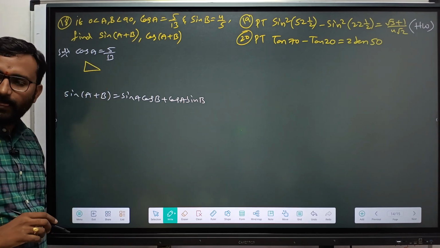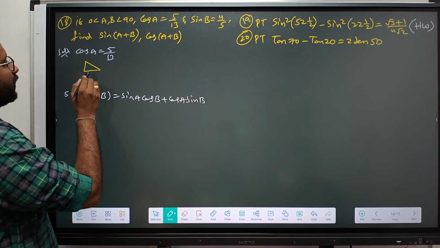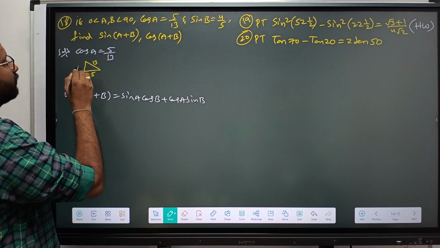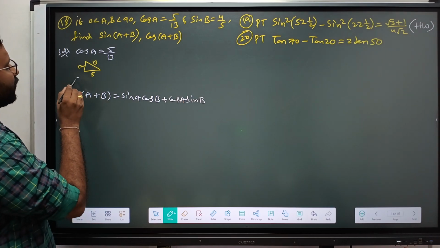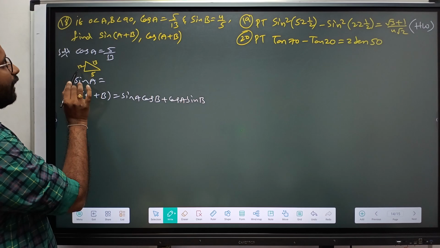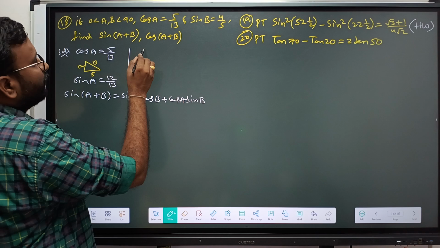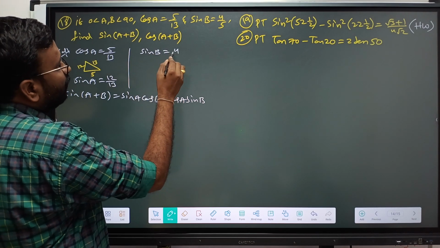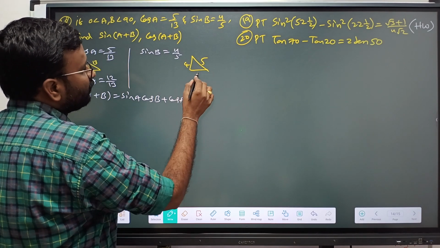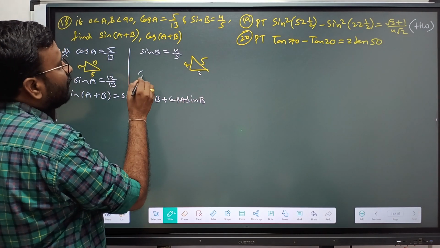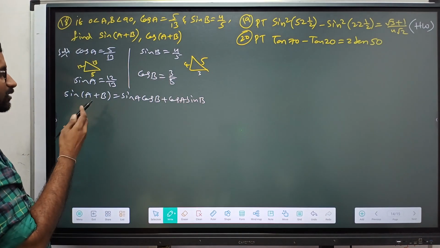Go to the right angle triangle and check. Cos is adjacent by hypotenuse, so this will be 12. You should remember these triplets. So now what about sin A? Opposite by hypotenuse, that is 12 by 13. Now this side: given sin B, what is sin B? 4 by 5. Again take a right angle triangle. This is 4, this is 5, this will be 3. Then what about cos B? 3 by 5, adjacent by hypotenuse.